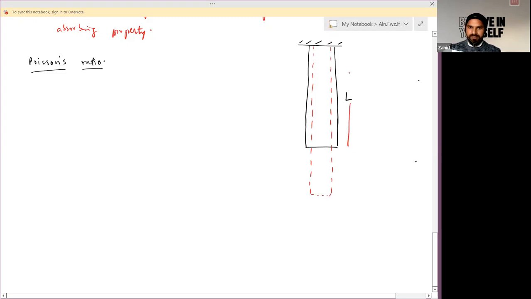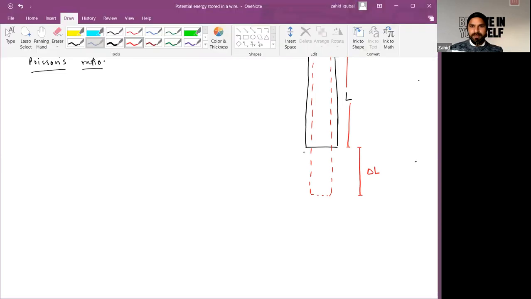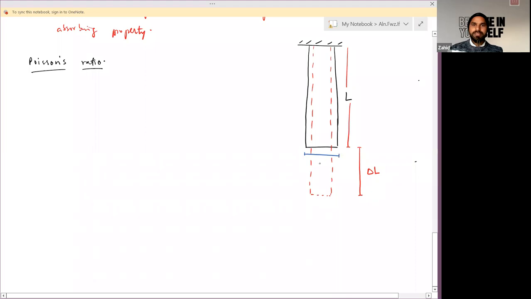So initially, we have length of the sphere from this point to this point. There is elongation from this point to this point as delta L. Correspondingly, diameter of the sphere from this point to this point is D. Now it becomes D minus delta D. So in this part, we have two different deformation. One is called longitudinal. So if you have to calculate amount of deformation produced in it, so it will be called as longitudinal strain. So it will be delta L divided by L.